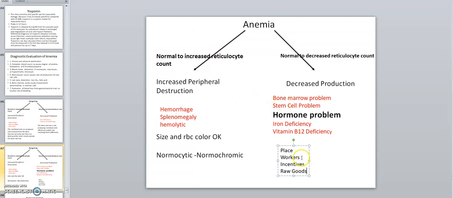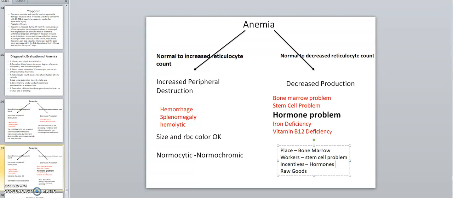Where is the place that you would make red blood cells? The bone marrow. So if your shop got blown up, in this case, if there was a tumor in the bone marrow that could crowd it out, then there would be a problem. Now, who are the workers? In this case, the workers would be the stem cells. It's the stem cells that make it. So if there was a stem cell problem, then you would have it. Incentives would be money, but incentives here would primarily be hormones, because that's what's stimulating the whole thing.